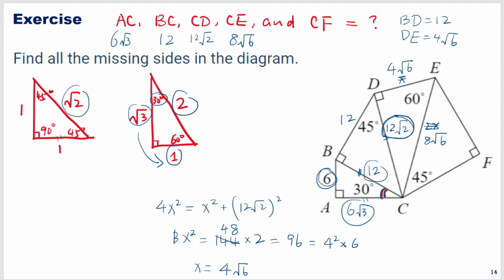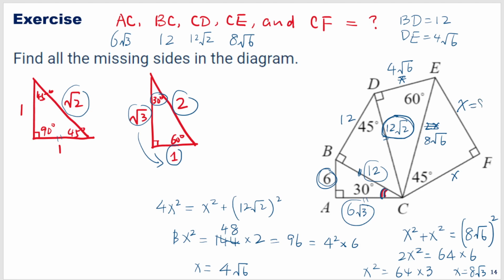And last, we need to find EF and CF, right? Again, you don't have to memorize using brute force. If you don't know that, you can always let it be an x. Then this side is also x, right? Therefore, you have x squared plus x squared equals EC squared, which is 8 square root 6 squared. So 2x squared equals 64 times 6, right? x squared equals 64 times 3. Therefore, x equals 8 square root 3, right? Can you see that? Therefore, we know CF is 8 square root 3, and EF is also 8 square root 3. You get it?